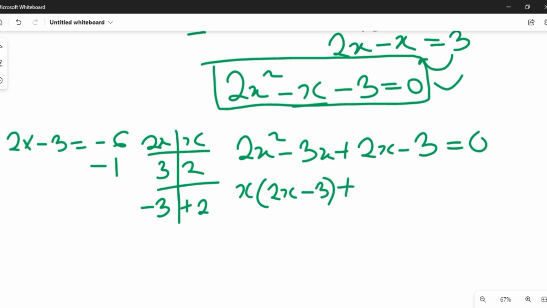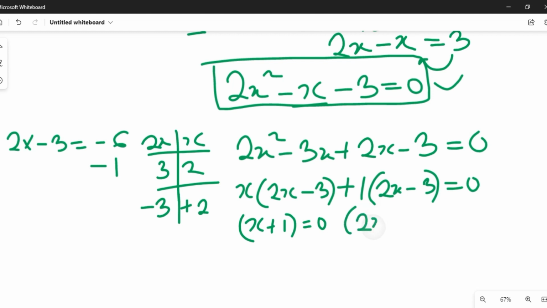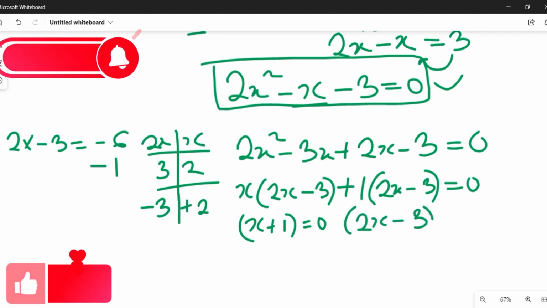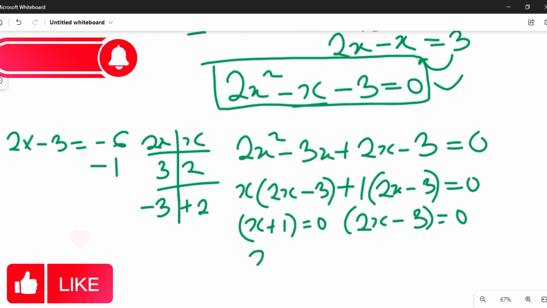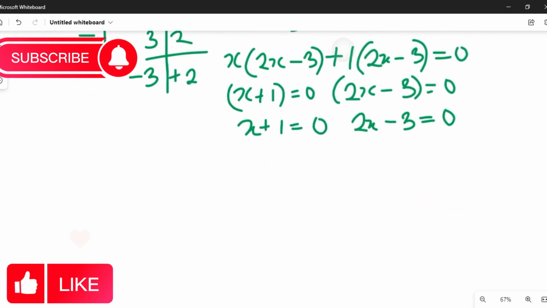Right? So we'll have a common term here, which is 1, and this will give us 2x minus 3, and this will be equal to 0. So here we'll have x plus 1 equal to 0, and then our common term 2x minus 3 equal to what? 0. So our x plus 1 is equal to 0, and 2x minus 3 is equal to 0. From this part, we can get the two solutions to x.